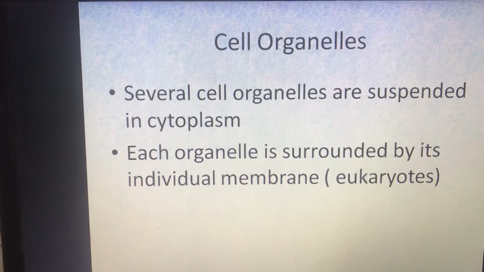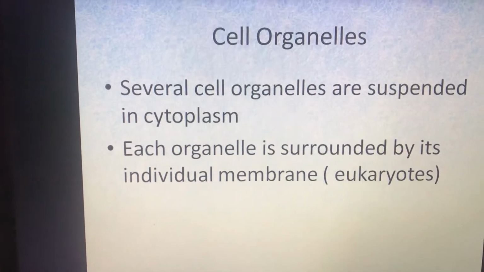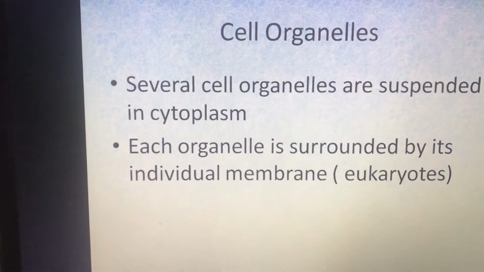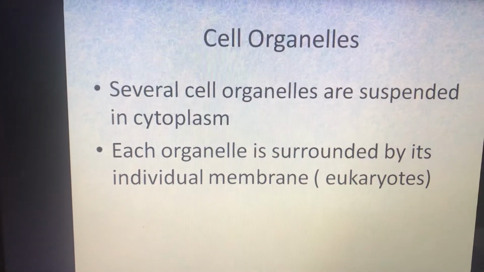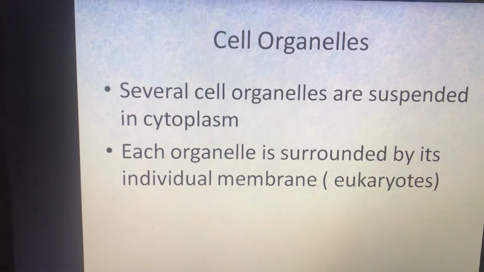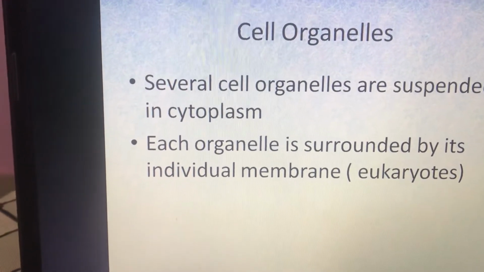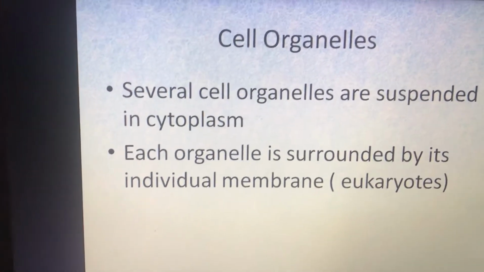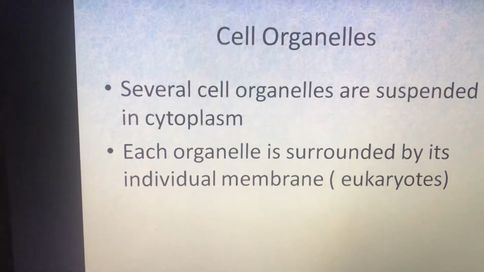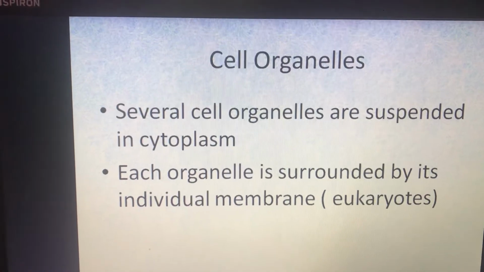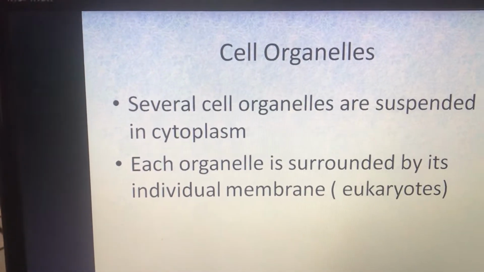Now these cell organelles are present in the cytoplasm of the cell, and each organelle is surrounded by its own membrane, and this is in eukaryotic cells. We are going to see the eukaryotic cells and prokaryotic cells in the later slides. But in eukaryotic cells, each cell organelle has its own individual membrane, right? Let's move further.